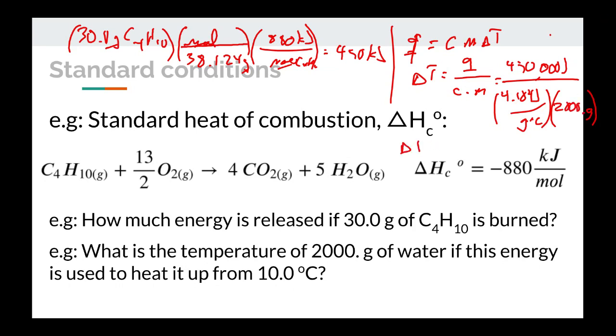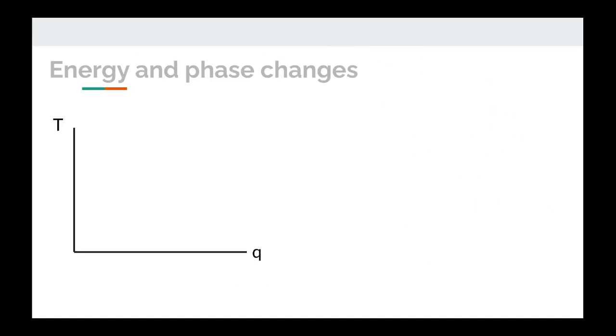And this would give us a delta T of 53.8 degrees C. Since it started at 10 degrees C, that means it would go up to 63.8 degrees. There are energy exchanges that happen during phase changes, not only chemical reactions. And in general, we can take a look at how much energy is added, if energy is being added, versus temperature. And this is a curve that we would get if we took a substance that was in a solid state and started to add energy to it.